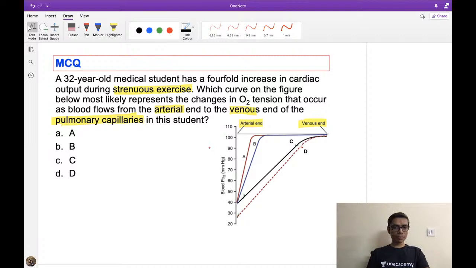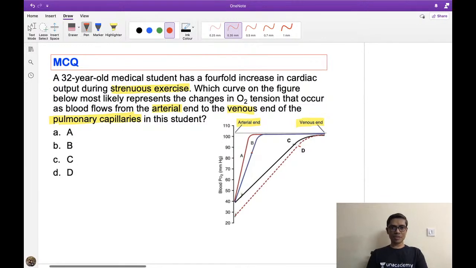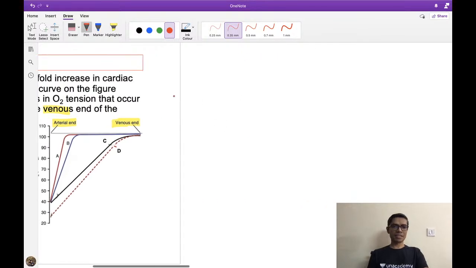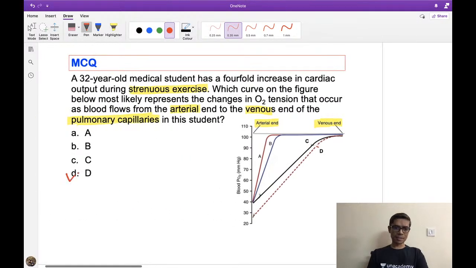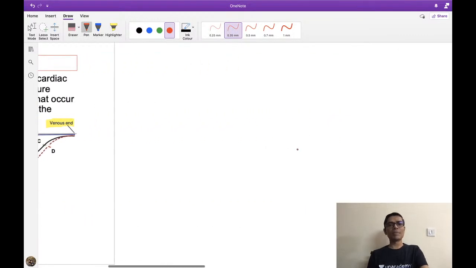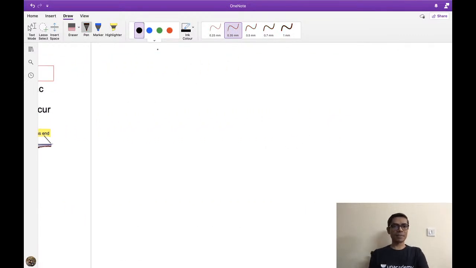Actually, I'll make you understand. This is a different type of phenomenon which we do not read normally, right? This is something related to transit time at the level of the pulmonary capillary. Transit time. Okay, so now let's discuss. First of all, the answer is D, but this has no meaning. If I say the answer is D curve, there is no meaning, so I must explain. What is the explanation?